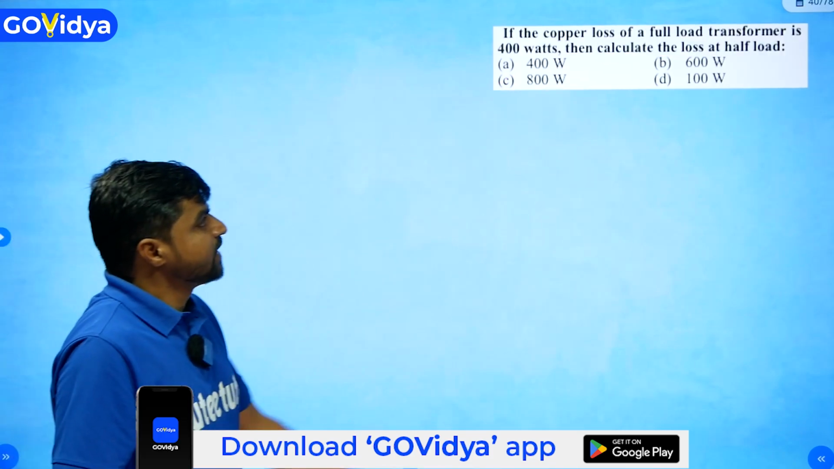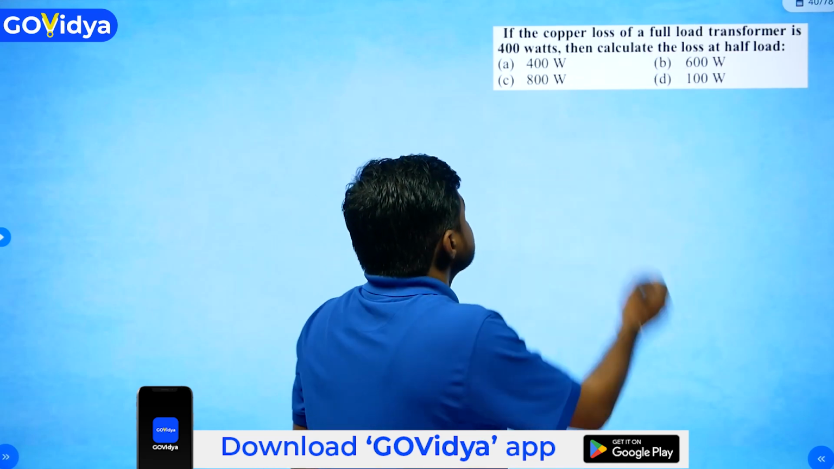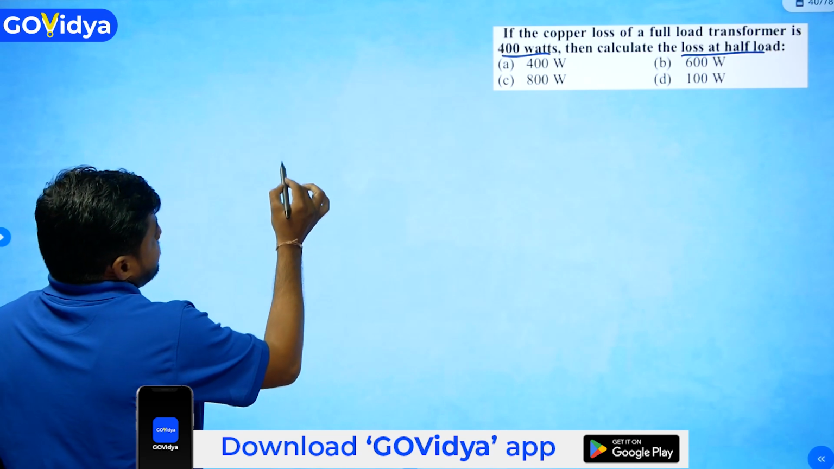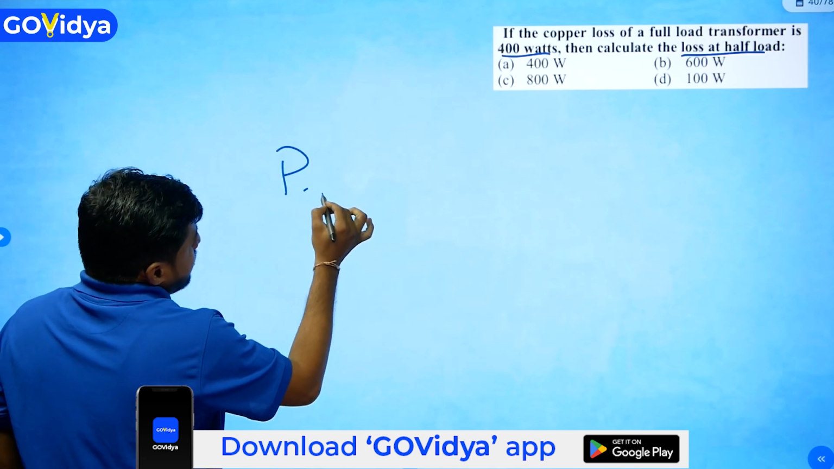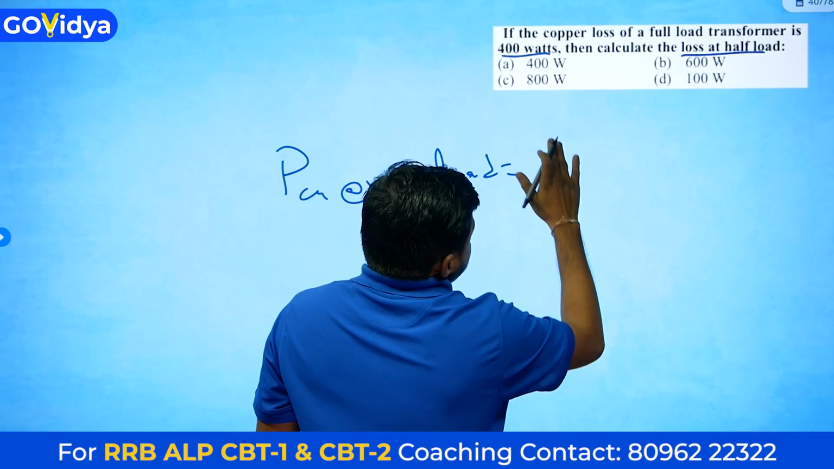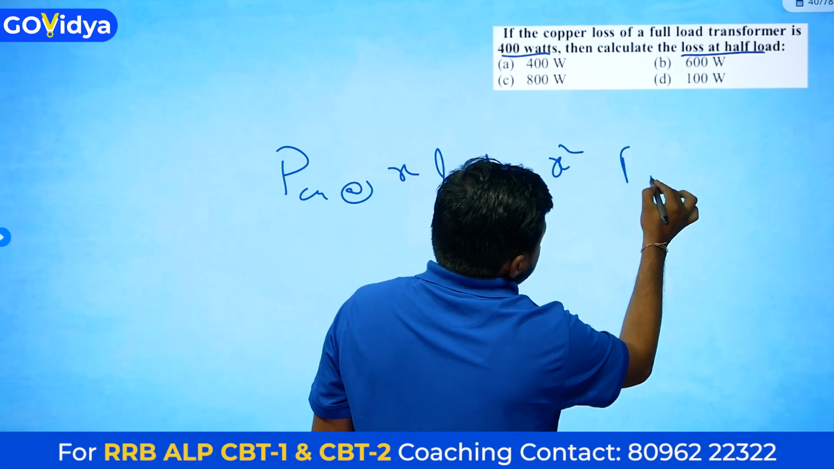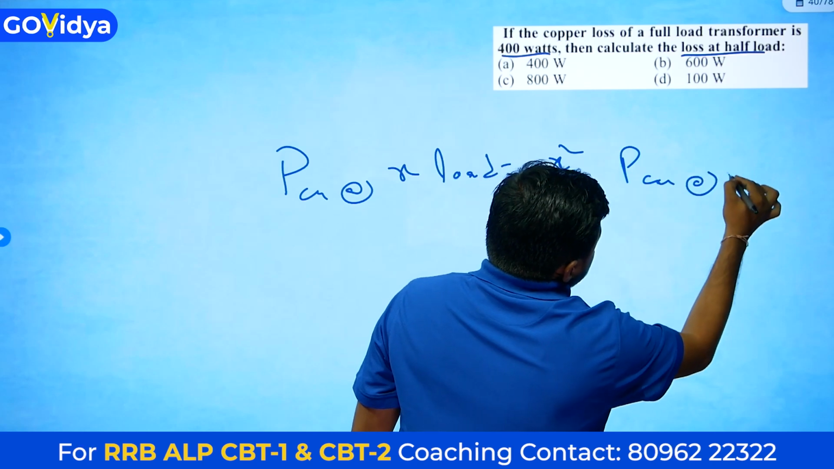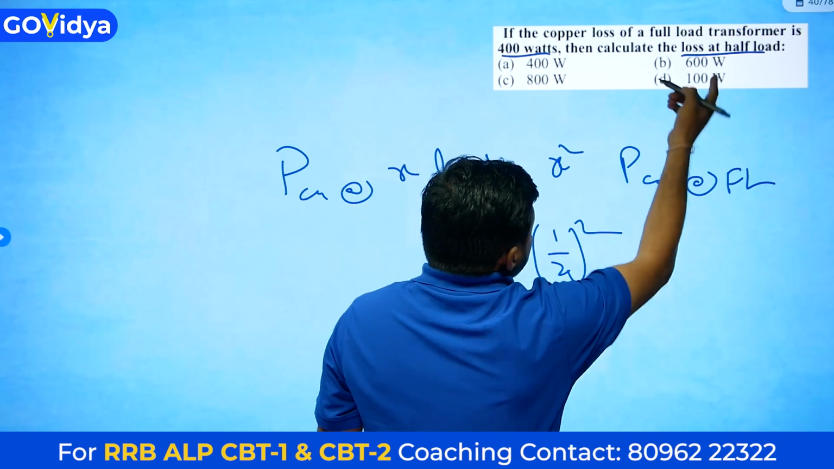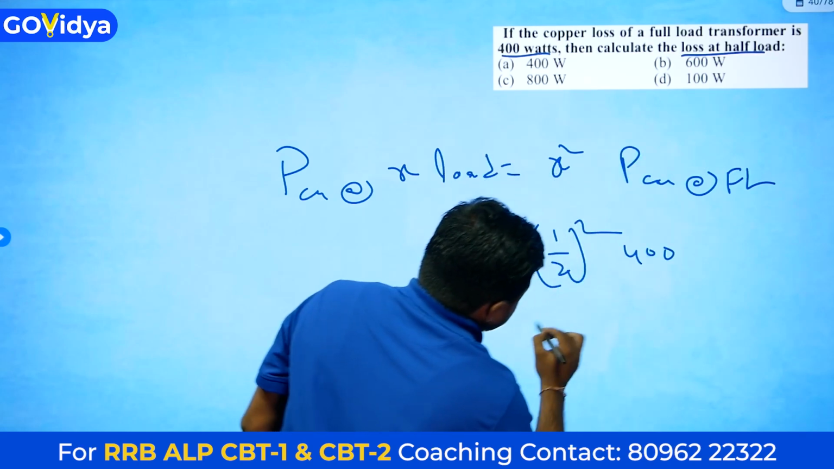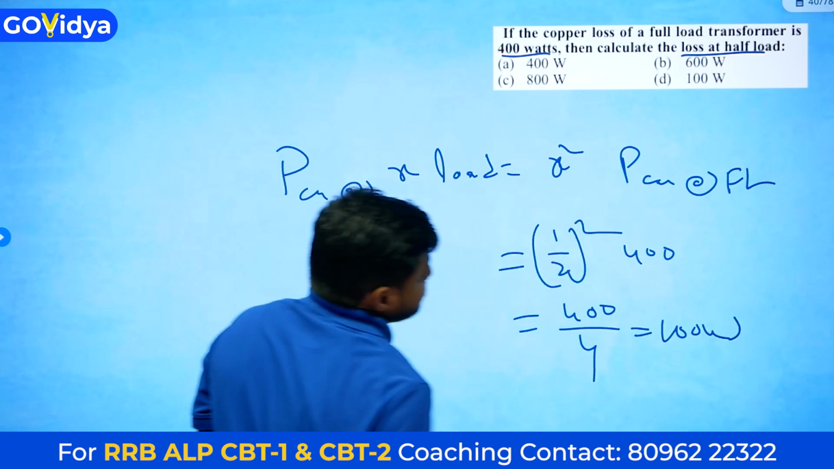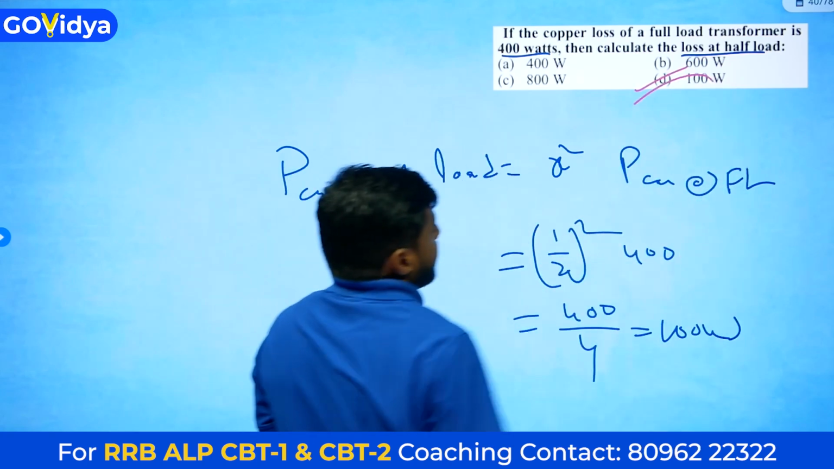Next question. If the copper loss at full load of a transformer is 400 watts, calculate the copper loss at off load. Copper loss at X load is equal to X square into copper loss at full load. Here X is 1 by 2 square. Copper loss at full load is 400 watts. 400 by 4 is equal to 100 watts. From the options, option D is the correct answer.